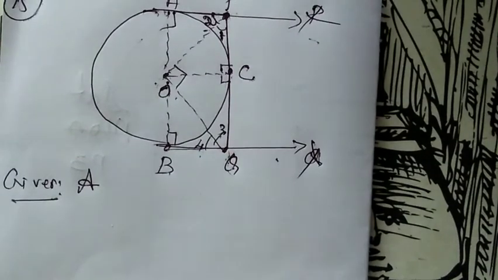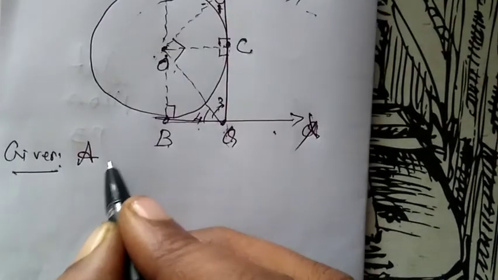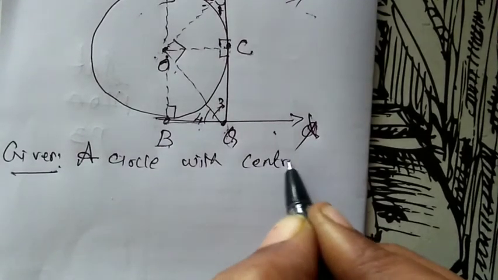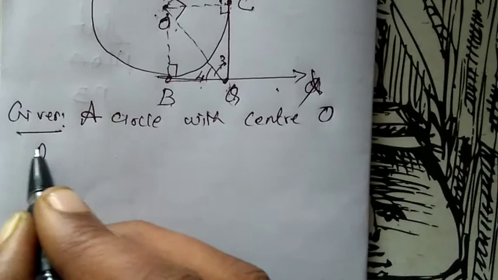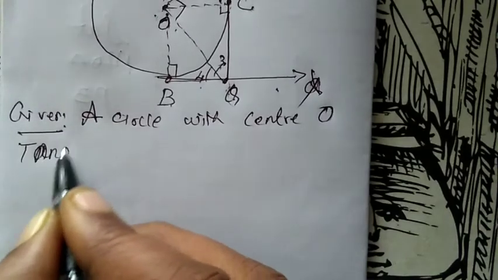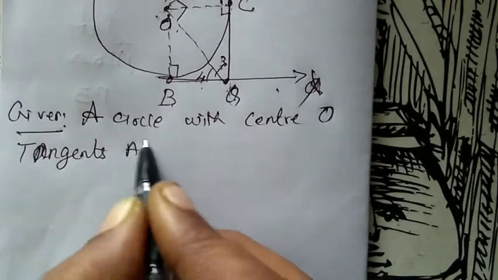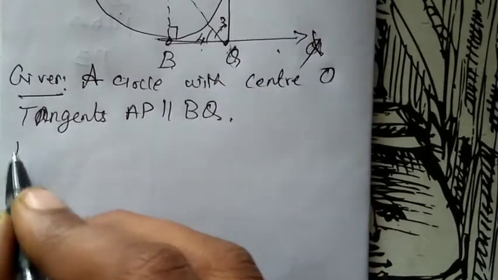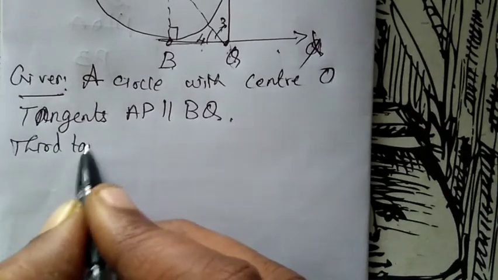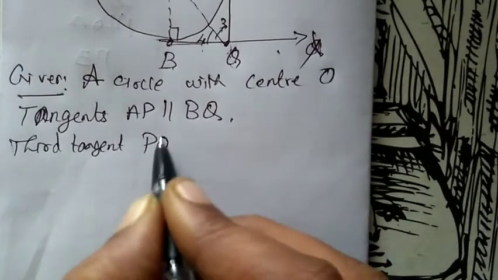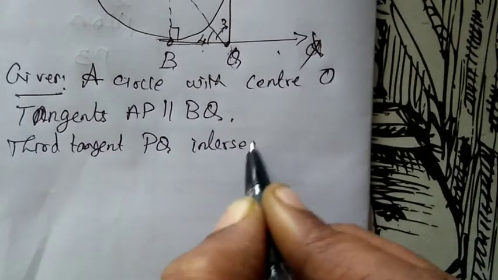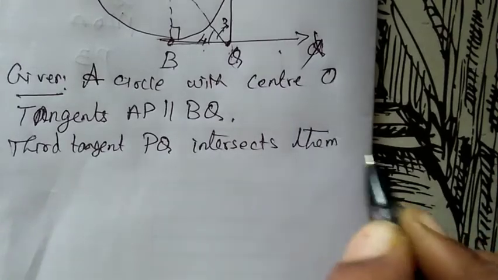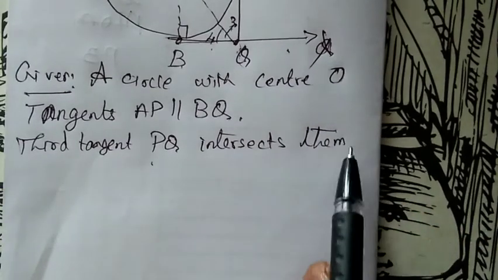a circle, what and all is given? A circle with center O, tangents AP is parallel to BQ and the third tangent PQ intersects them. The third tangent PQ intersects them.